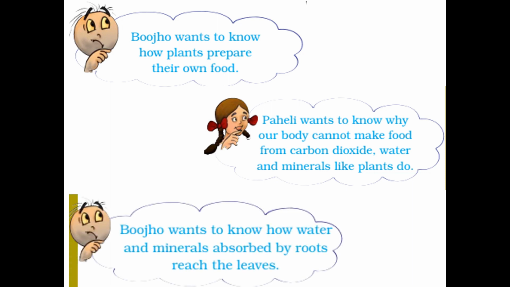Next question. Boojo wants to know how water and minerals absorbed by roots reach the leaves. This answer also, for your information, science viewers, is given in the question bank. Okay, let's check out the answer. Plants have a system of hair-like capillaries in their stems. These capillaries are called xylem. So plants absorb water and minerals from roots and transport them to the leaves and other parts of the plants through these capillaries called xylem.